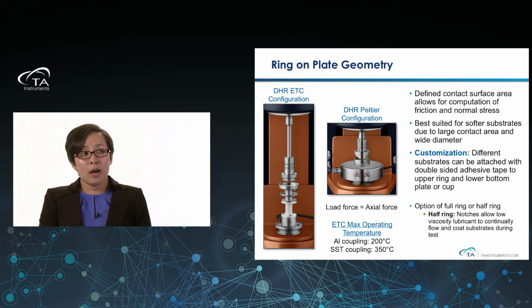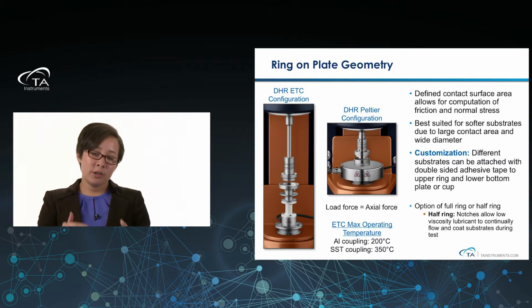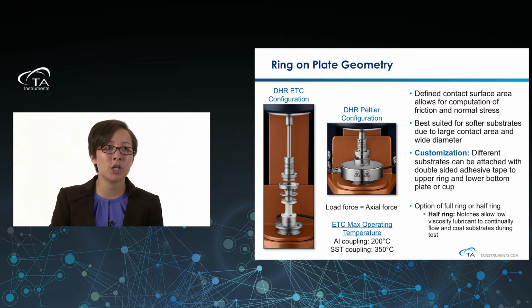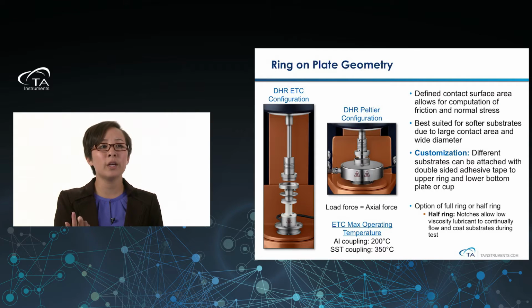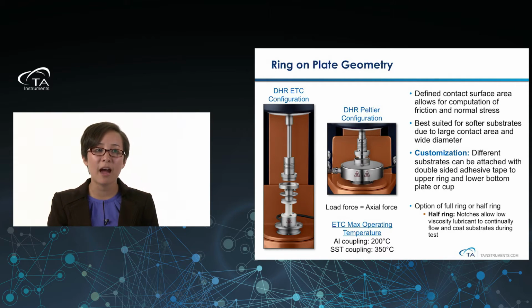So what we're going to do now is go through each individual geometry and give you a little bit more specifications and some more information about them. First up is the ring-on-plate geometry. As you can see, you can have a full ring. If you flip it upside down, you can even have a notched ring, or what we call the half ring.